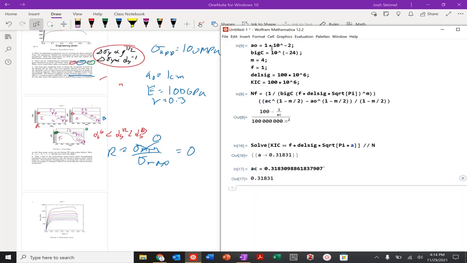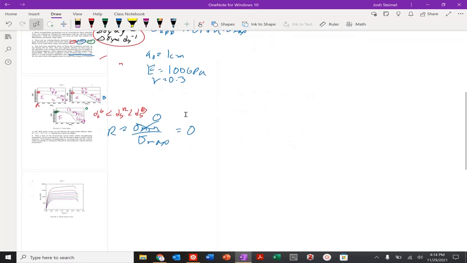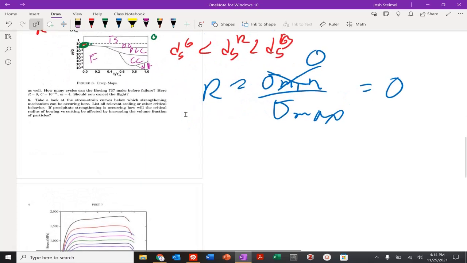So we could see our initial a naught. Let's look at this. So we still have some values to get to. So I can now say that a sub c is this, and now we can do that. And it's not going to take too much to get to there. So essentially that's going to be our value, our number of cycles to failure. Excellent. All right, on to the next problem here.